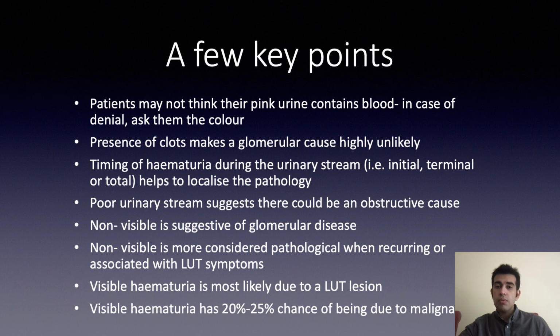Now, of course, if you have non-visible hematuria, it may be suggestive of a glomerular disease, and in that case, you may want to get different specialties involved here. Non-visible can also be considered more pathological when it's recurring or associated with lower urinary tract symptoms. Visible hematuria is most likely going to be due to a lower urinary tract lesion, but unfortunately, as we've tried to ascertain from different parts of the history, visible hematuria has roughly a fifth to a quarter chance of actually being a malignancy, that you might be able to spot.